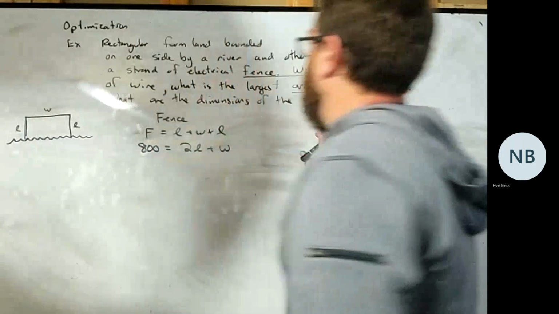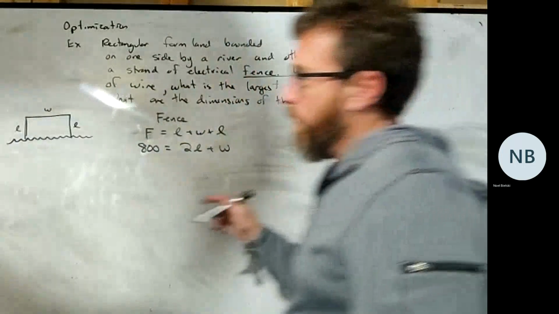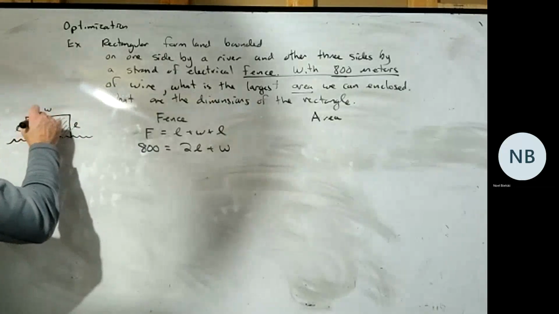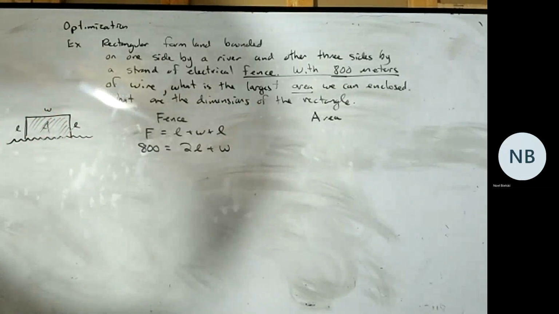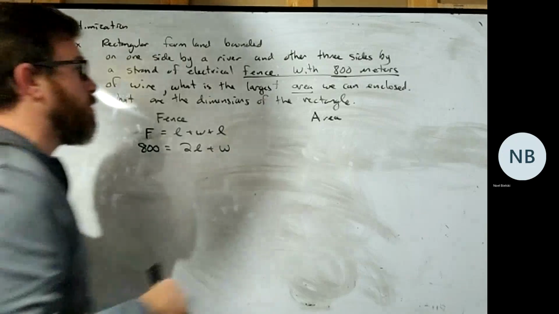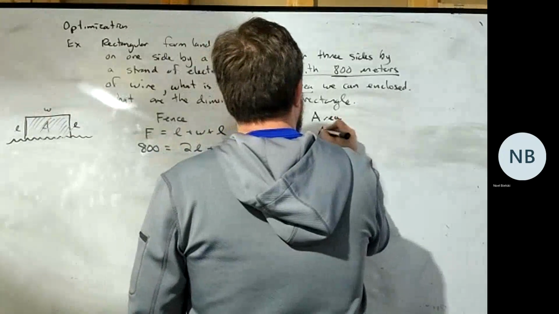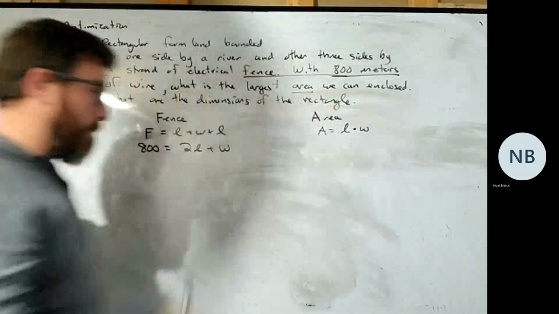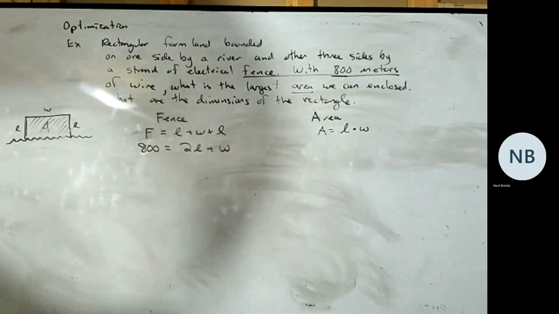Now, the next, it says that I want the largest area. Well, the area that I enclose is going to be this. This is going to be my area. And the way to find an area, this is a rectangle, the way you find the area of a rectangle is the multiplication of its two sides. So area is equal to length times width. So there's your two equations.